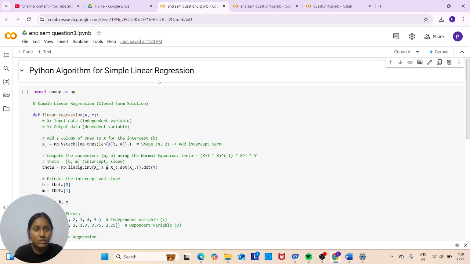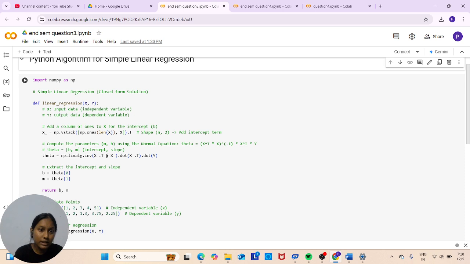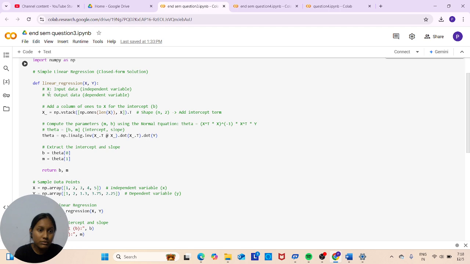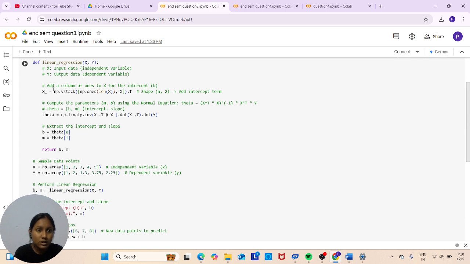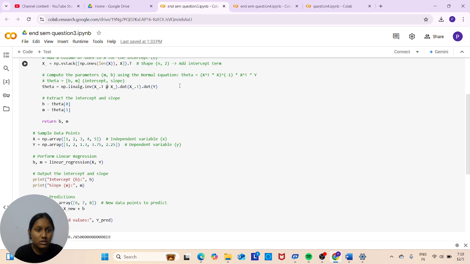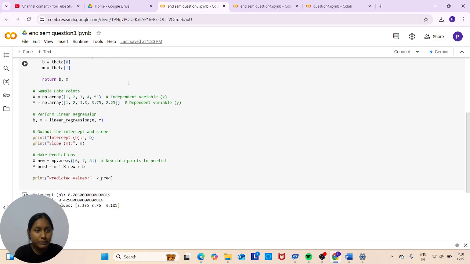Python algorithm for simple linear regression. We will import necessary libraries, and then we will do linear regression on them. We will take x input data and y output data. We will add column of 1 to x for the intercept b. Then we will compute the parameters m, b using the normal equation. Then we will extract the intercept and slope.